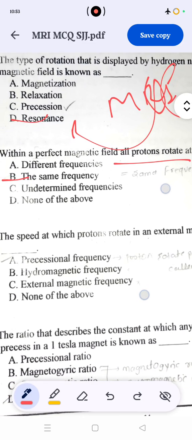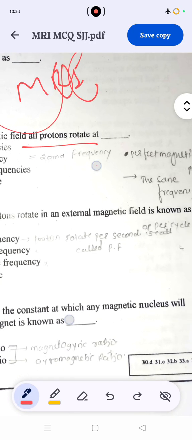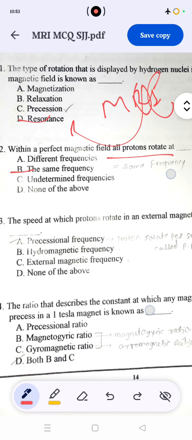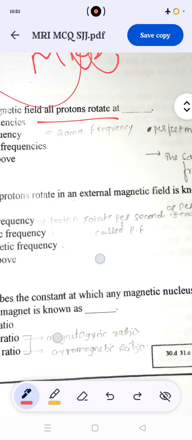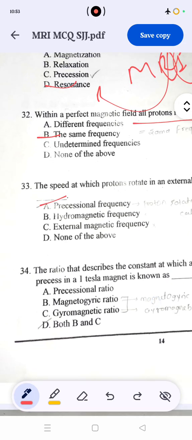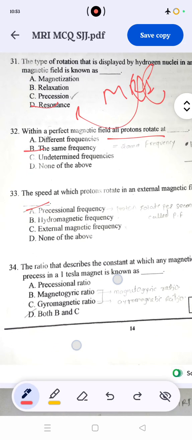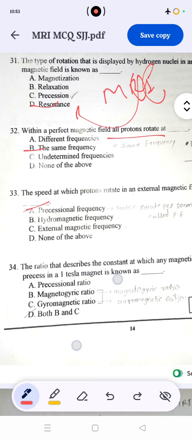The speed at which protons rotate in the external magnetic field is known as the precessional frequency. This is given by the Larmor equation. Then the ratio, the constant at which any magnetic nucleus will precess in a 1 Tesla magnet, is known as the magnetogyric ratio, or gyromagnetic ratio. The correct answer is D.